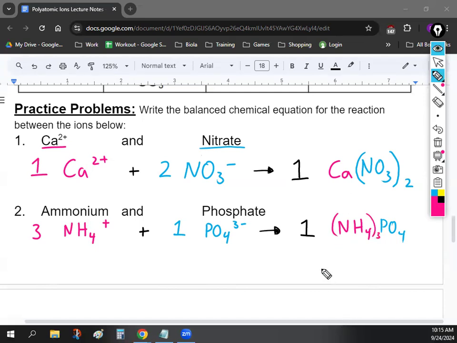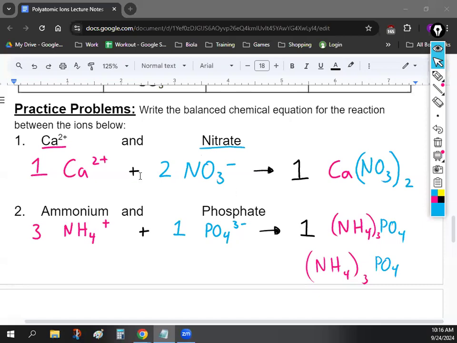Easy peasy. So if you type this into your computer, it would be parentheses NH4, parentheses 3, and then PO4. Again, all you have to do is put them next to each other, and you're good. Any questions? Hopefully not too bad.